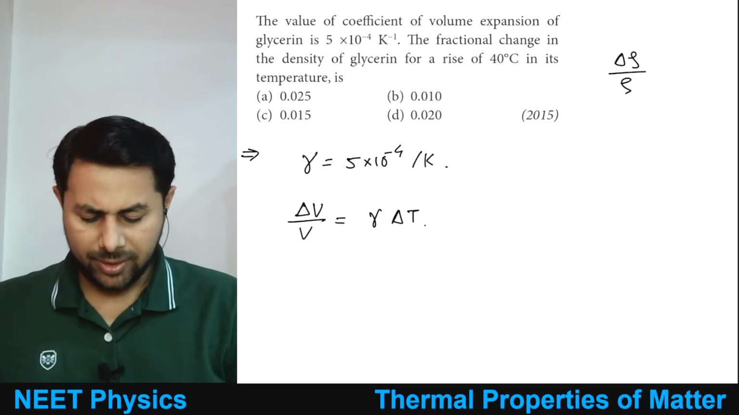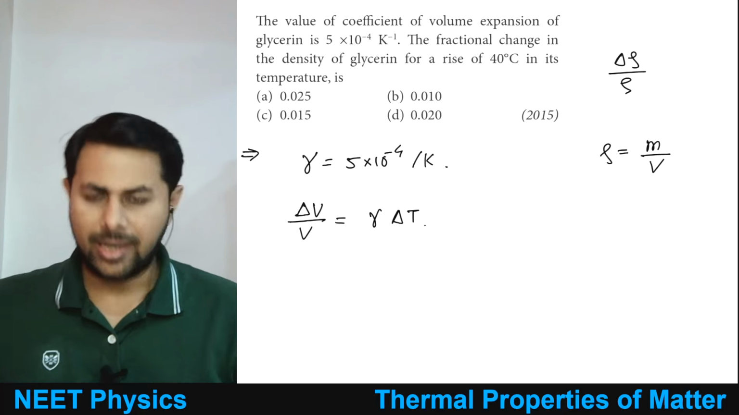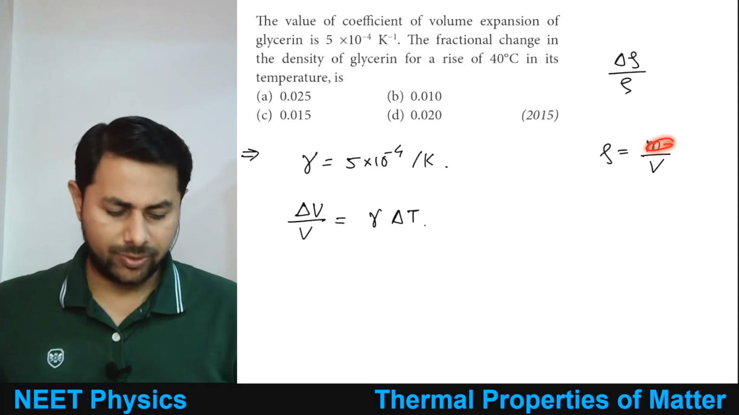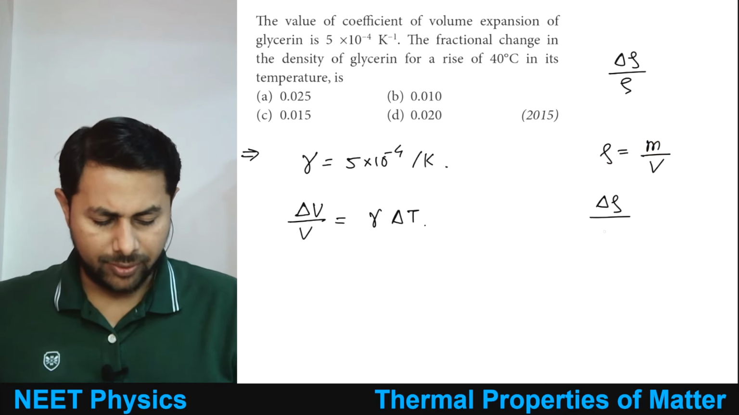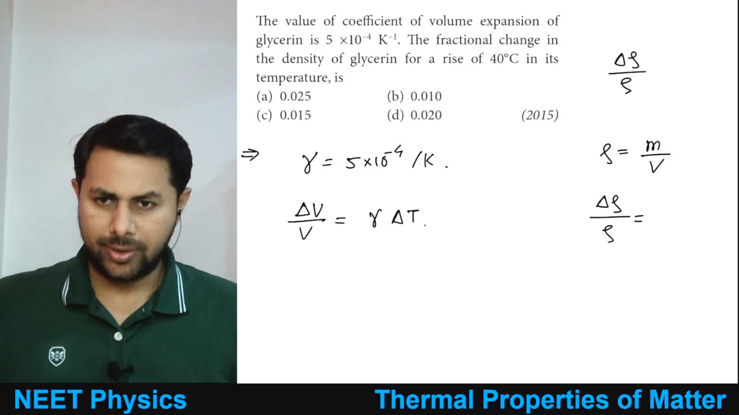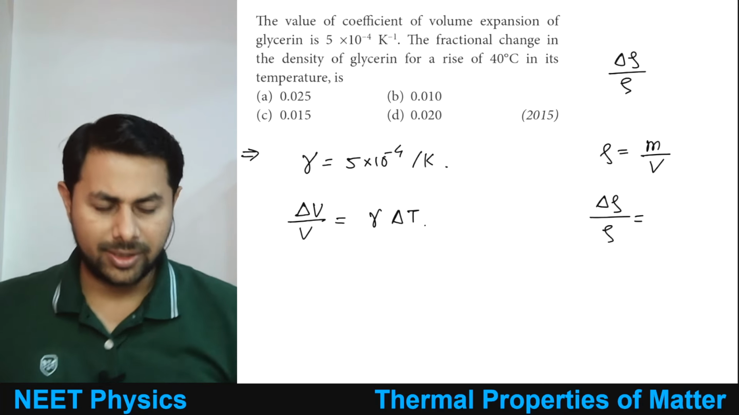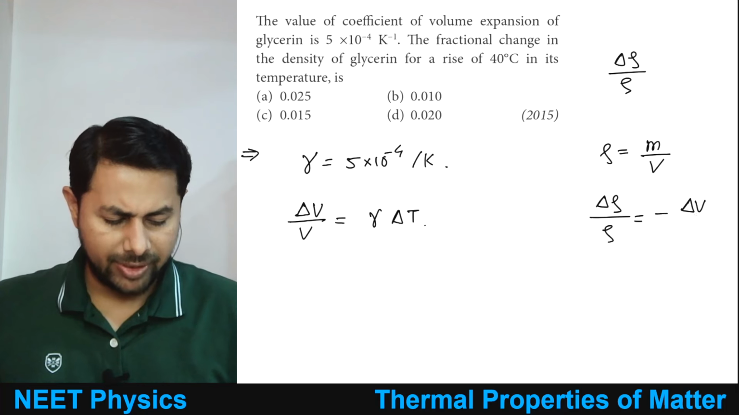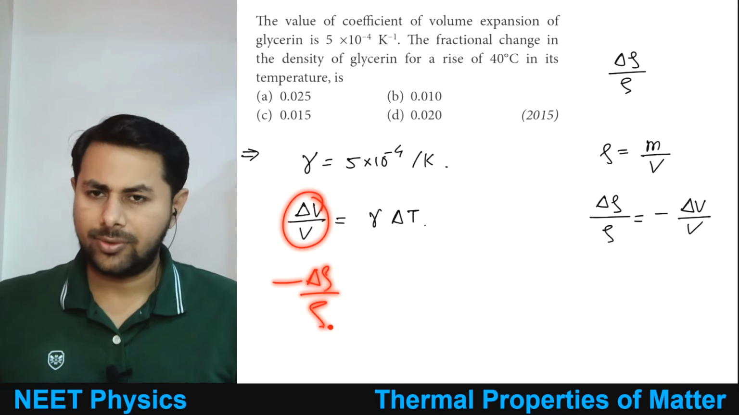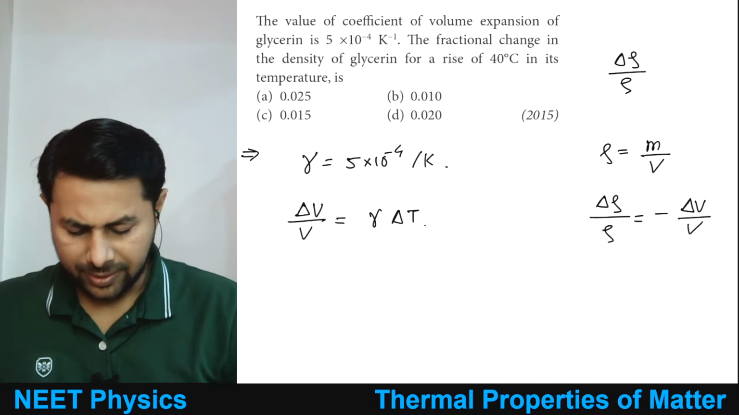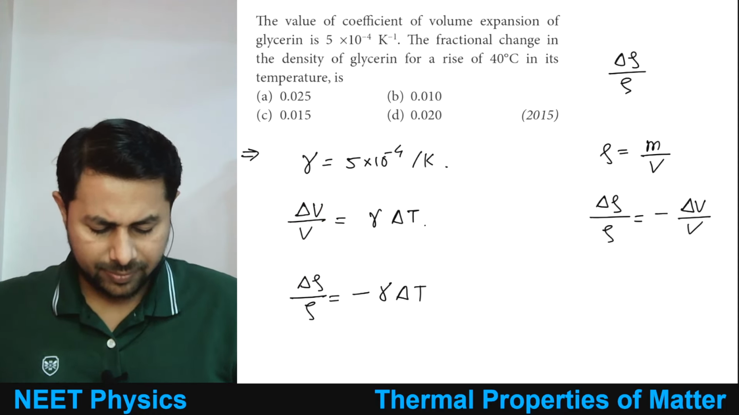Then you know that density is mass upon volume, and when you heat the substance, its mass will not change. So the density is inversely proportional to volume, and therefore, using the formula from the first chapter, delta rho by rho is equal to minus of delta V by V. Take the negative sign on the other side, so delta rho by rho is equal to minus gamma delta T.